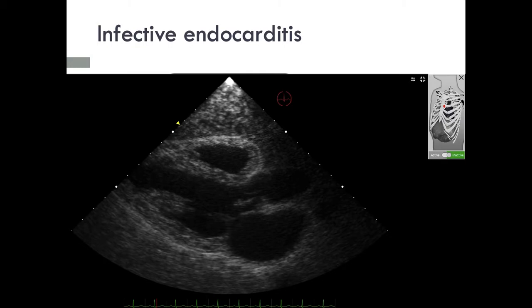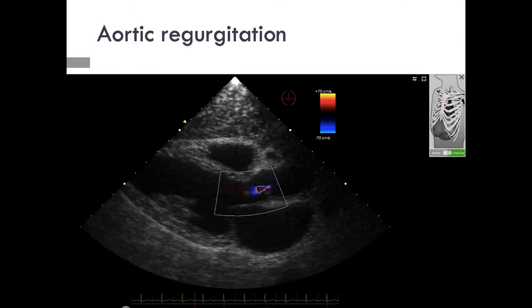I'm sorry, that one's not playing. We can see though on the still of this image that there's actually a vegetation here. So this is in diastole, vegetation occupying the LV outflow tract. And if we put colour onto that image, we invariably see aortic regurgitation. In this example here, it's pretty mild.